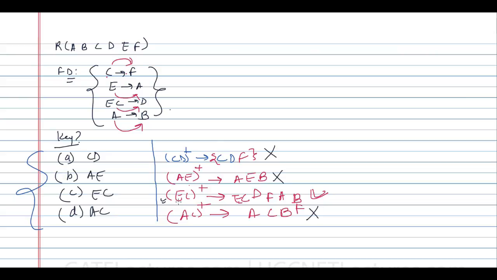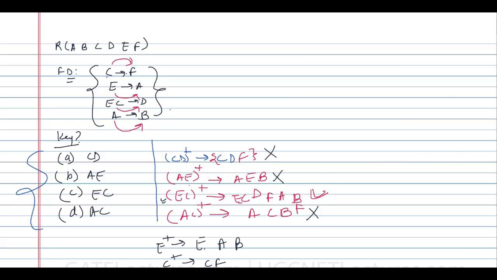But if I take a subset of this, for example, if I take E closure, then what are the things which you can determine? With the help of E, I can determine E. With the help of E, I can determine A. With the help of A, I can determine B. And is there anything else which you can determine? No, right? In the same way, if I take C closure, then you can see I can only determine C and F. I will not be able to determine anything else, right? So a subset of this cannot determine everything, but the complete EC can determine all the other attributes.